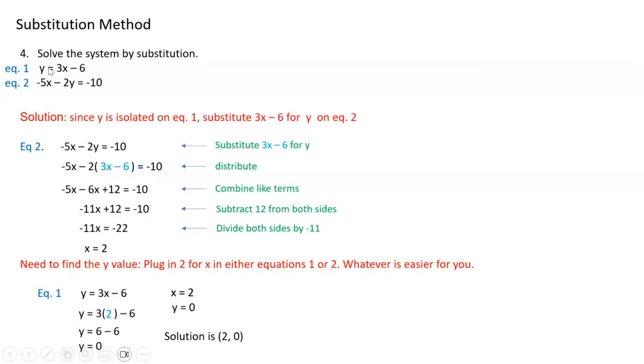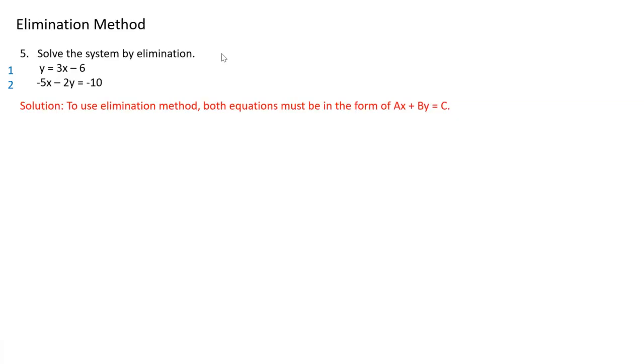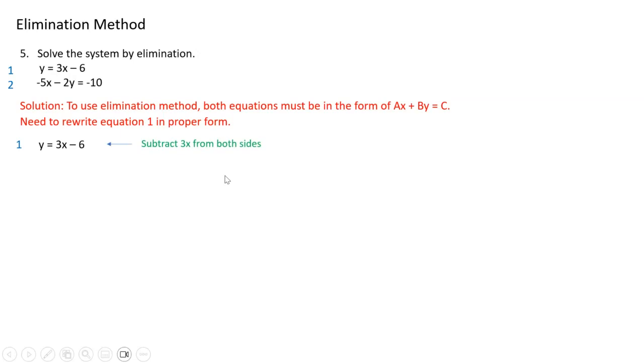So now I'm going to do the very same problem, but another method. This is called the elimination method. To solve using the elimination method, both equations must be in the form ax plus by equals c. Equation number 1 is not in that form, so I need to rewrite it in proper form. All we do is send the 3x to the left by subtracting 3x from both sides. Now equation number 1 is in proper form.